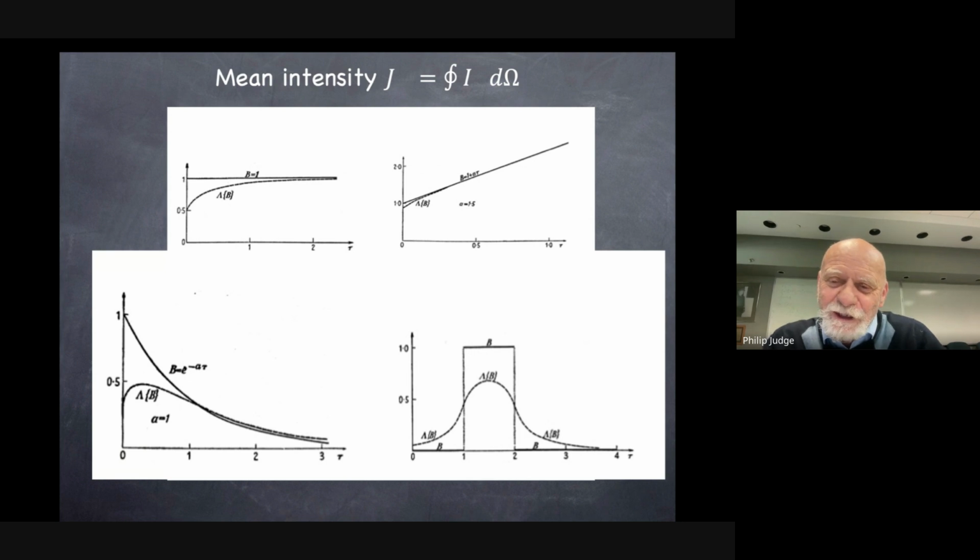We ended up looking at what this solution to the transfer equation, namely the lambda operating on the source function. In this case, we've just put in some analytic source functions.